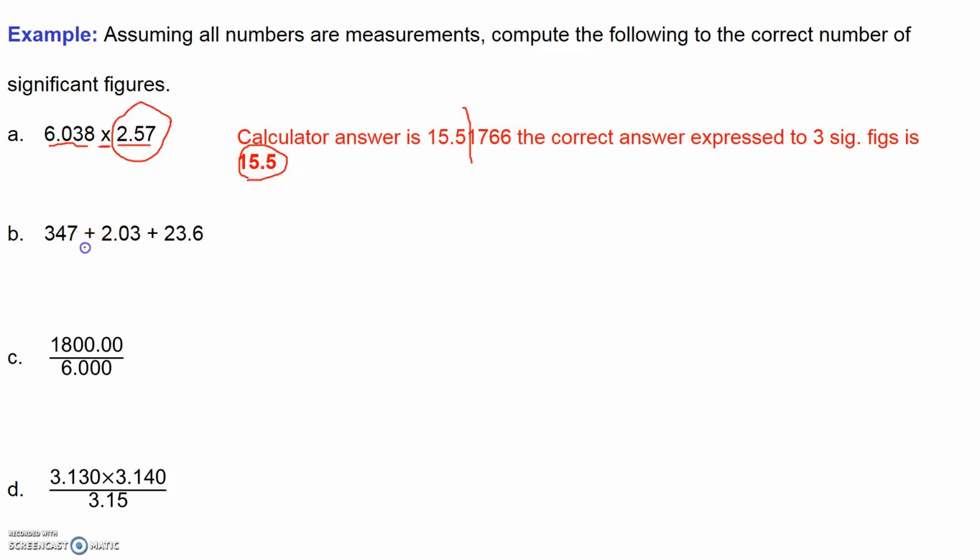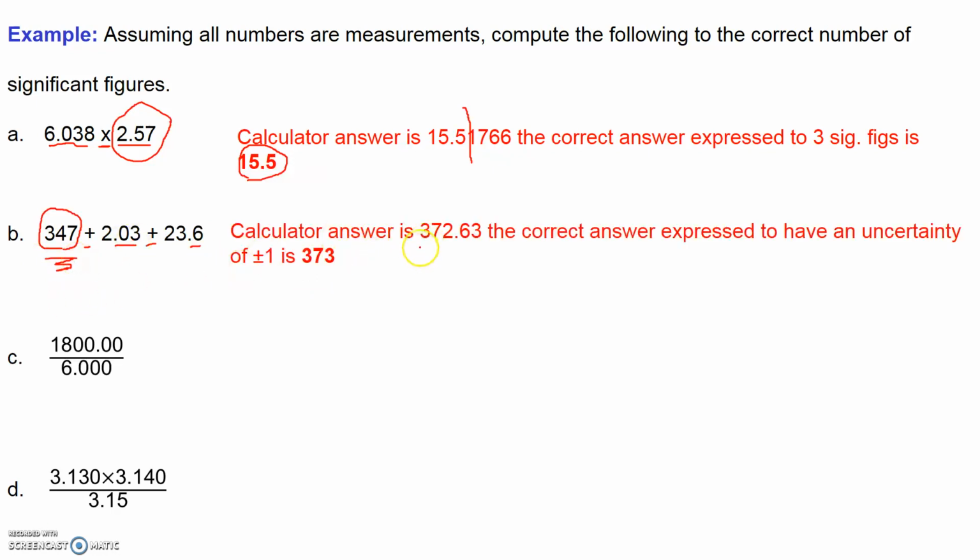Alright, so now in this second problem here, I'm doing addition. So it's all about the plus and minus. This number here is plus or minus 0.01. This number here is plus or minus 0.1. But this guy in here is plus or minus 1. So when I round the answer off to this sum, I'm going to round off to plus or minus 1.